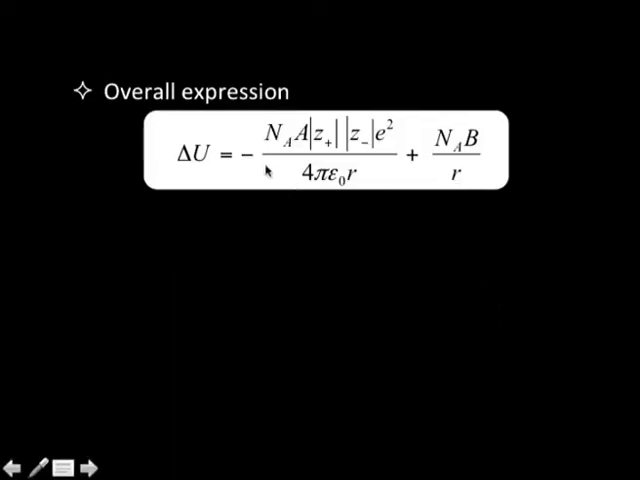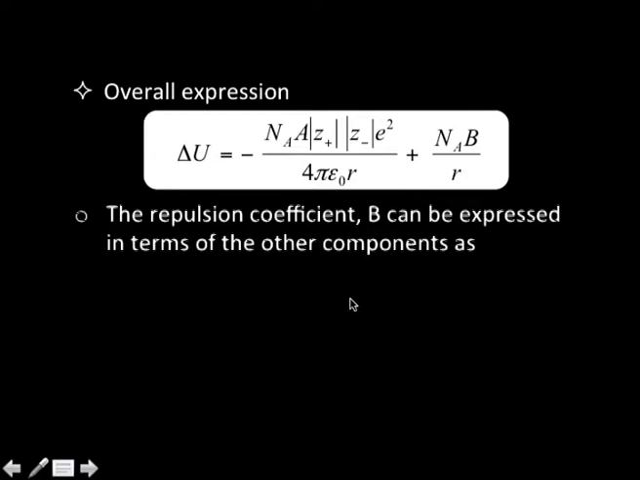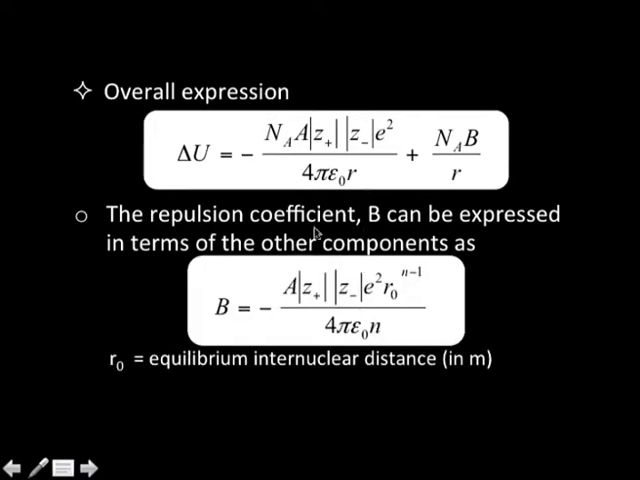So, what you find is, in this expression of delta U, the first term is the attractive term, that is how we have got a negative here, and the second happens to be the repulsive term, which is a positive term over there. And this repulsive term B can be expressed in terms of the other components. Let us look at this, this also is very important. We are not getting into details of how we get it, but I am just trying to share with you the expression for that.